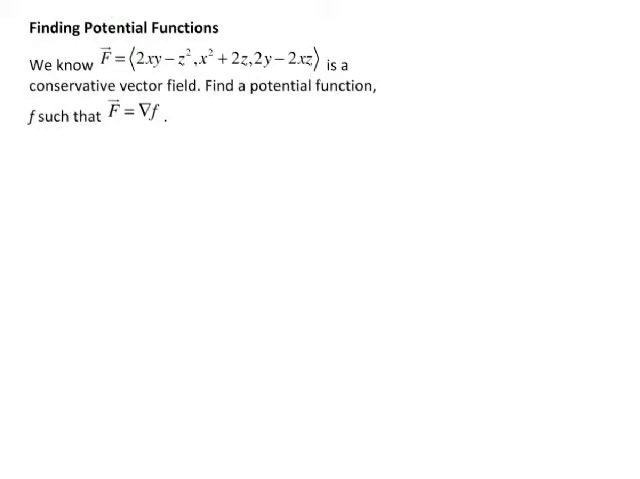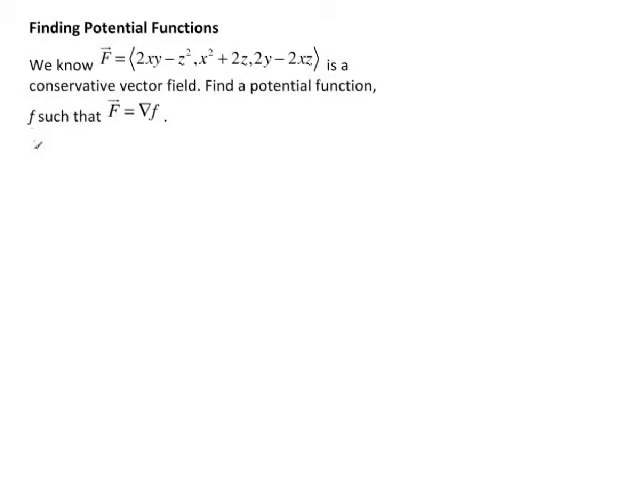Now let's talk a little bit about actually finding these potential functions. Now we know that this vector field is a conservative vector field because basically we just showed it. But I want to find a potential function f such that F equals the gradient of f. And once I have that, life becomes pretty nice in terms of being able to integrate some of the line integrals here.